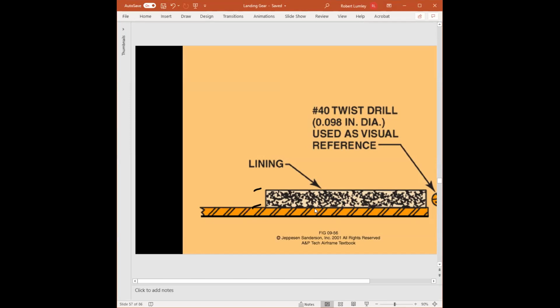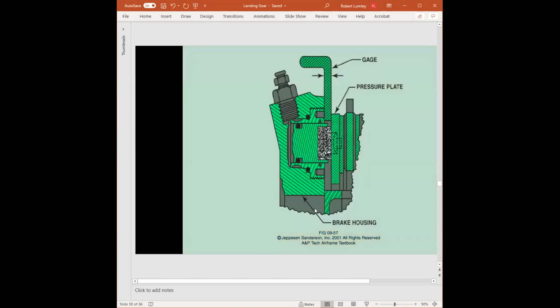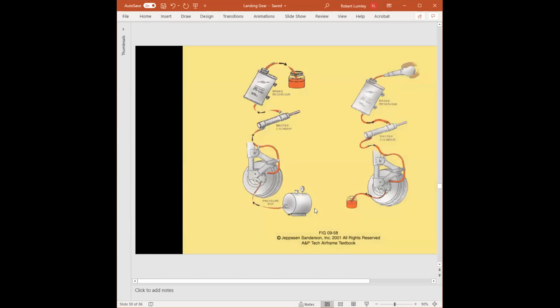I'm not really going to go too much into the removal and replacement because that is what we're going to be doing on Monday. All right. Also, what we're doing on Monday is bleeding of the brakes. Basically, bleeding of the brakes is where we are removing all the air from the brake system. Why do we want to do this?